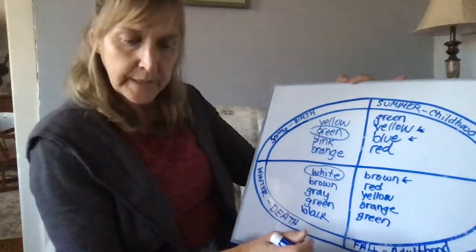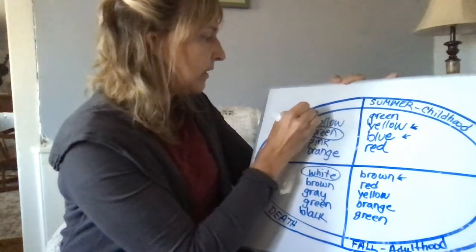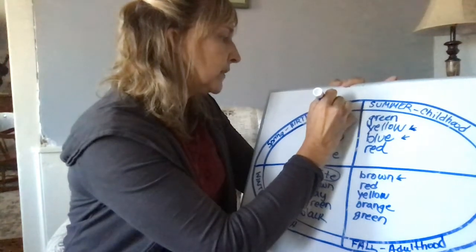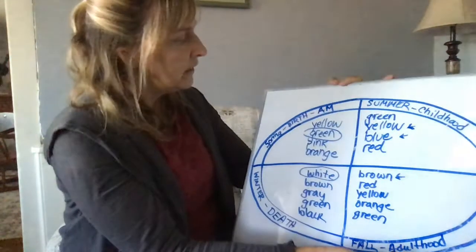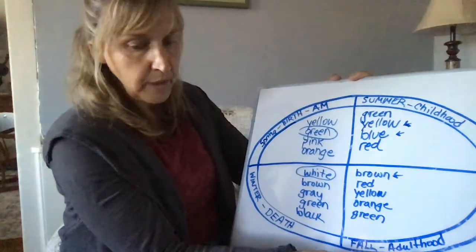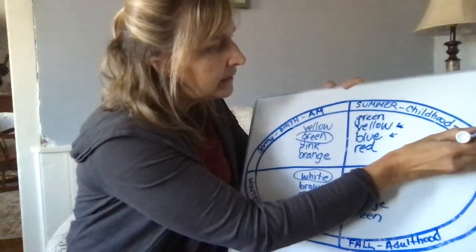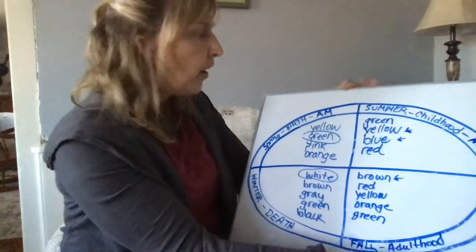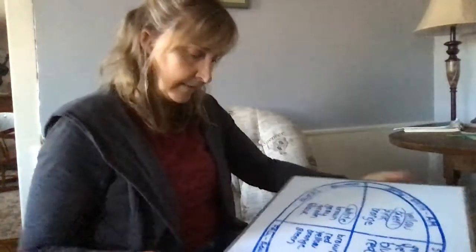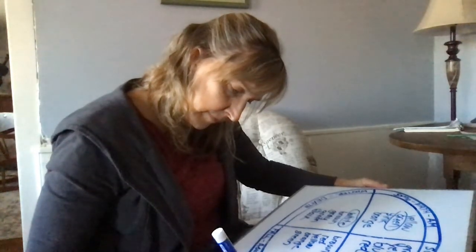Okay? So let's take this again one step further. If spring were a time of day, what time would it be? Well, spring is morning, isn't it? It's when things are beginning and starting, full of possibility. If summer were a time of day, what time would it be? About noon, right? Midday. If fall were a time of day, it would be evening, right? So I'm going to write evening here.